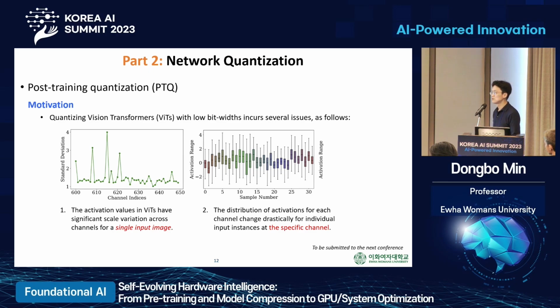And the second observation is that the distribution of the activation for each channel changes dramatically for individual input data at the specific channel. So this X is the input data. For instance, first input, first image, and second or third. And then we are just visualizing activation range for specific channel. So even for the specific channel, according to the input data, their activation map is varying substantially. This is why quantizing ViT is very much challenging compared to the convolution neural net.